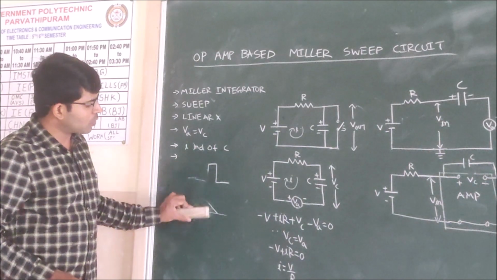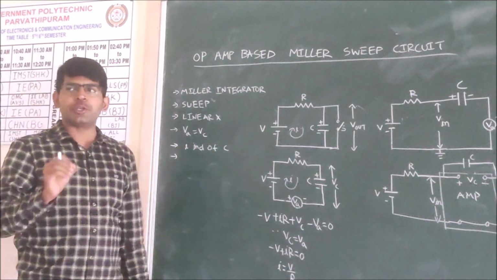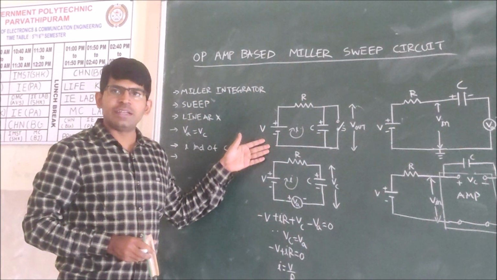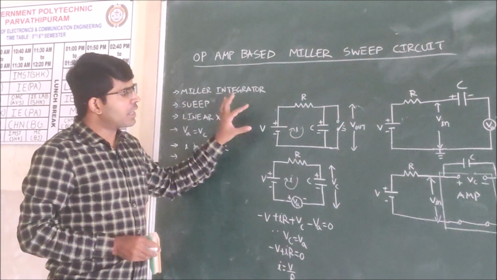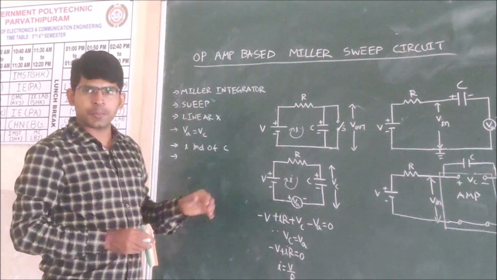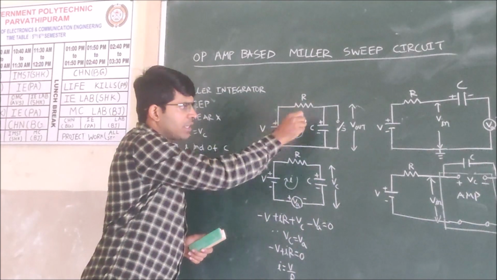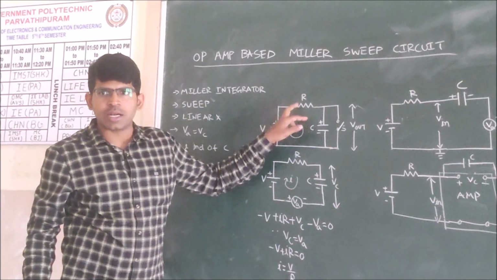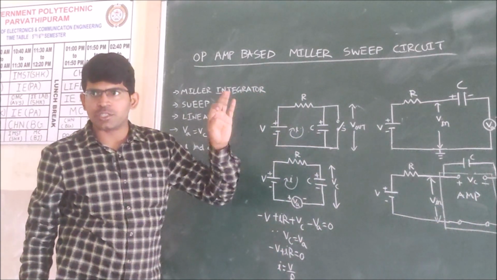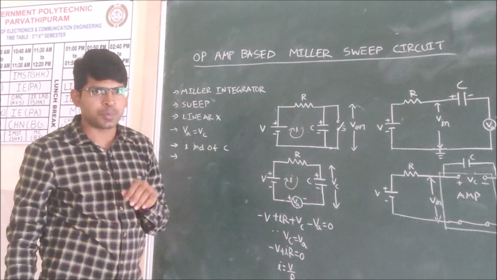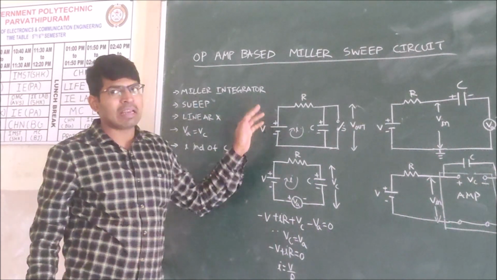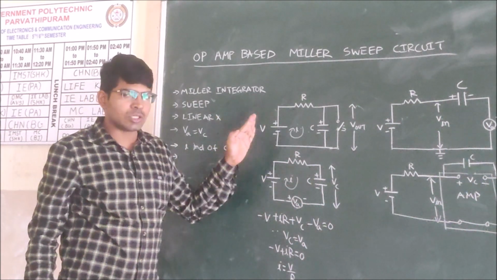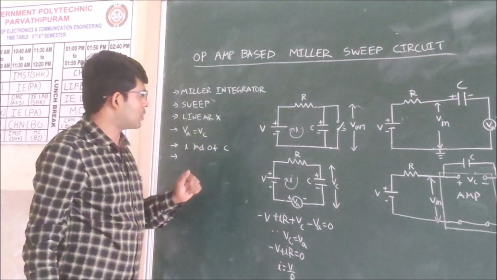Now we are discussing the Miller sweep circuit. This is also called the Miller integrator. We are taking a simple RC circuit. You can observe the resistor and capacitor. The combination of this RC circuit is connected as we discussed in the first chapter, the RC integrator. So this is also called the Miller integrator circuit. The Miller sweep circuit is also called the Miller integrator circuit.